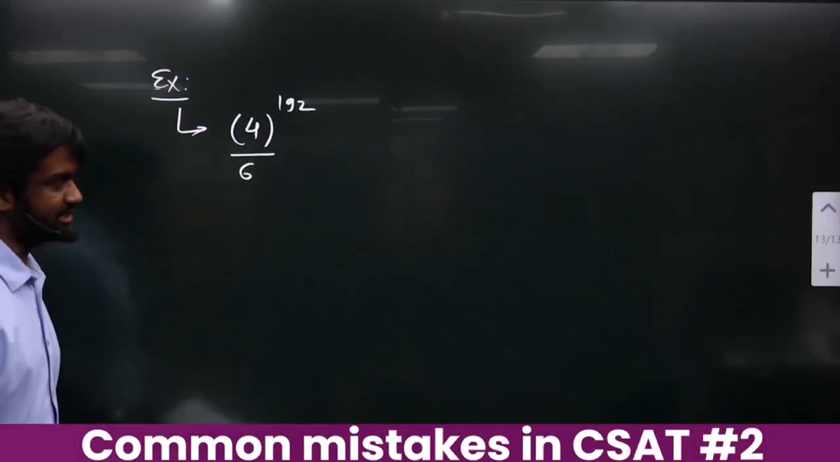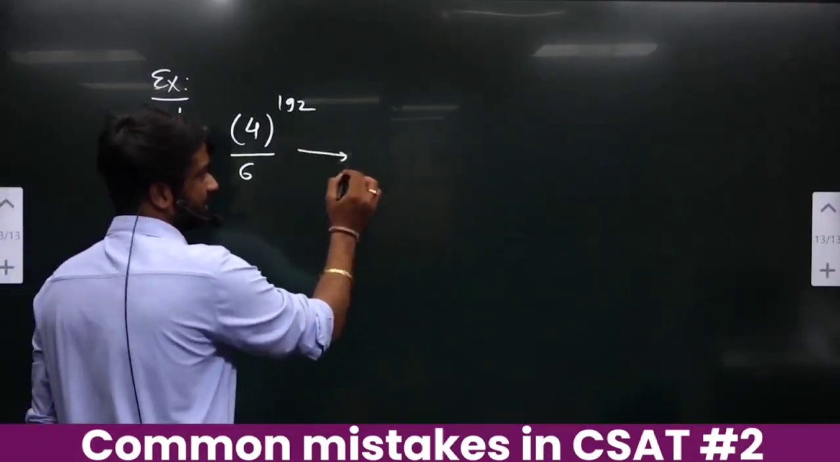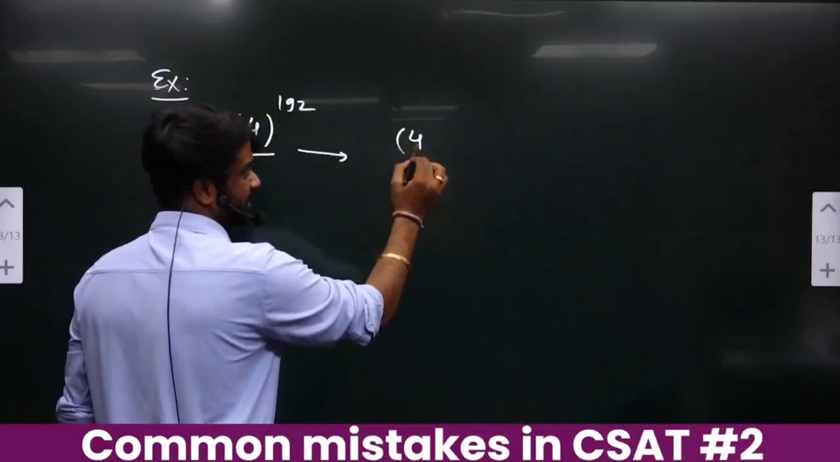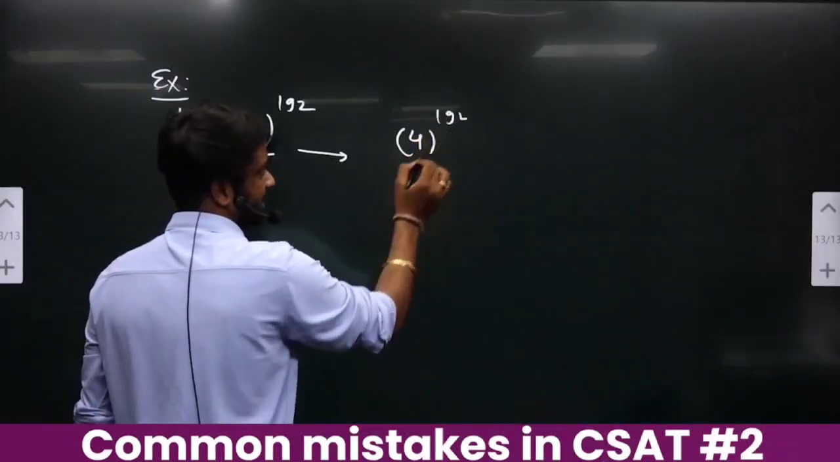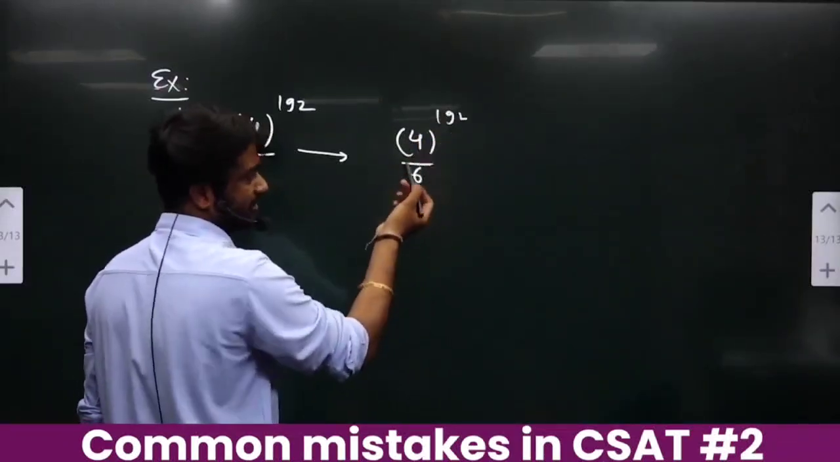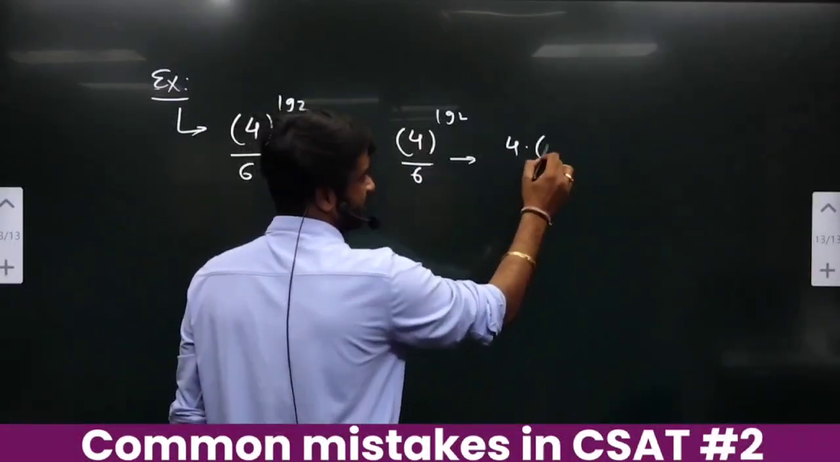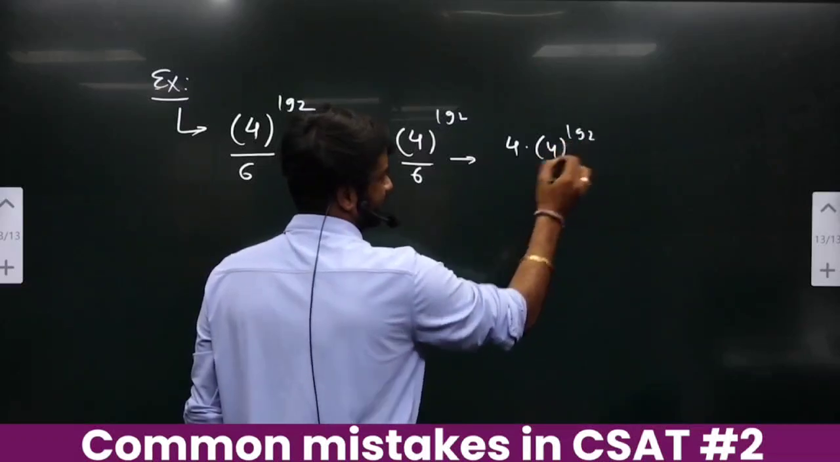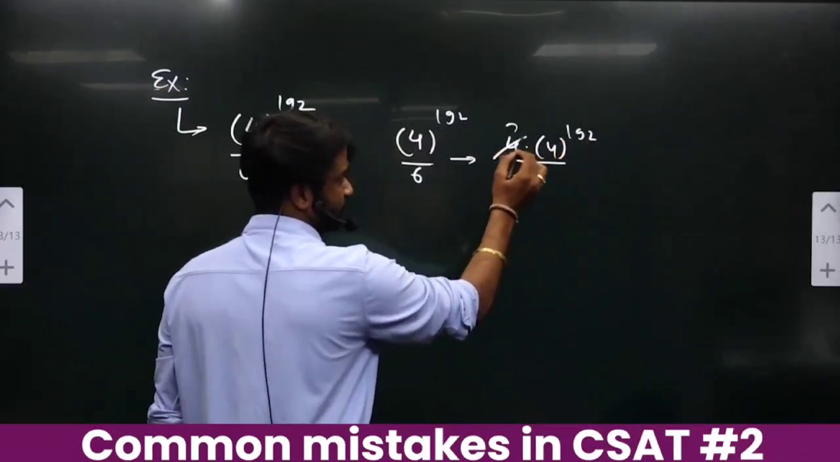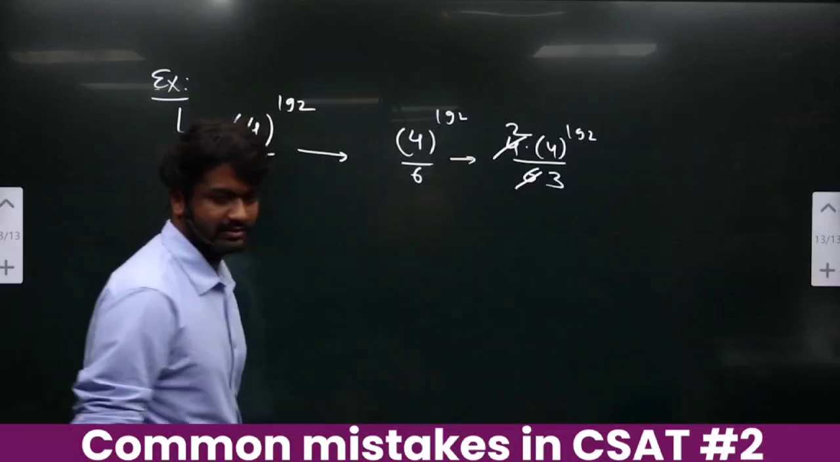In such cases, what you will do, for example, this is 4 की power 192 upon 6. You will eliminate one common factor. What you will say, sir, this is 4 into 4 की power 192 upon 6. Hence 2 and 3 cancel.